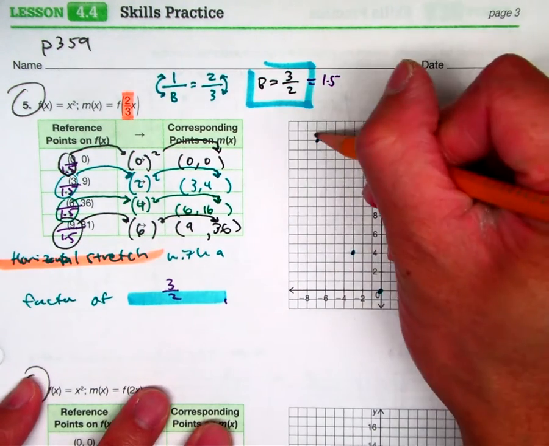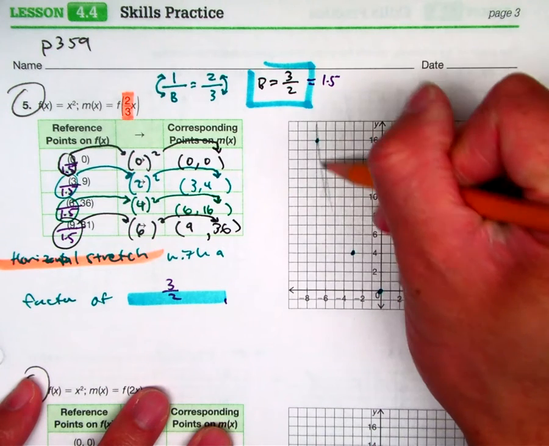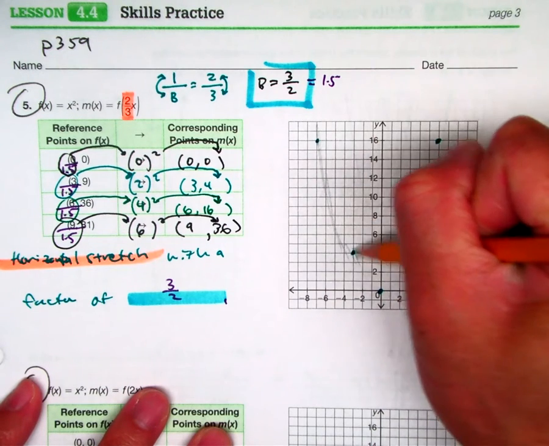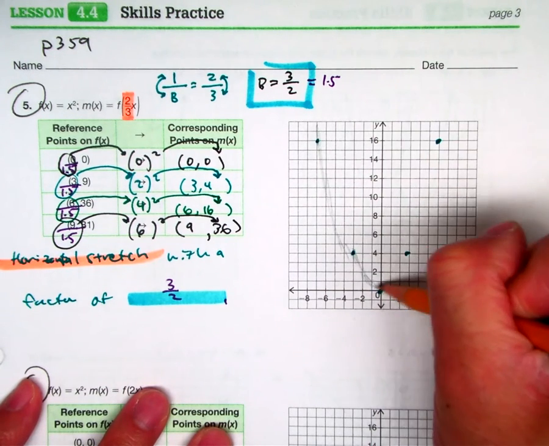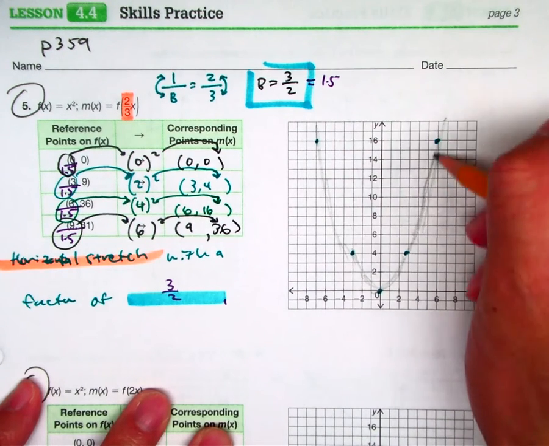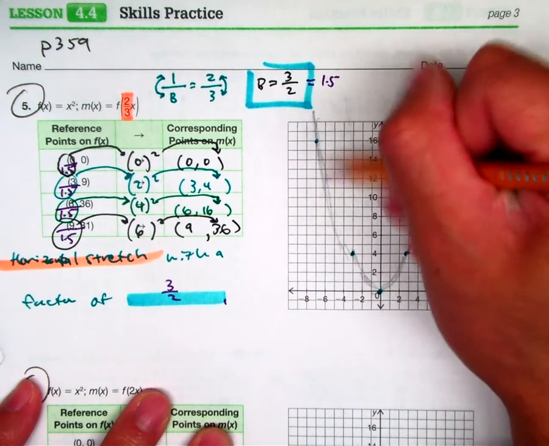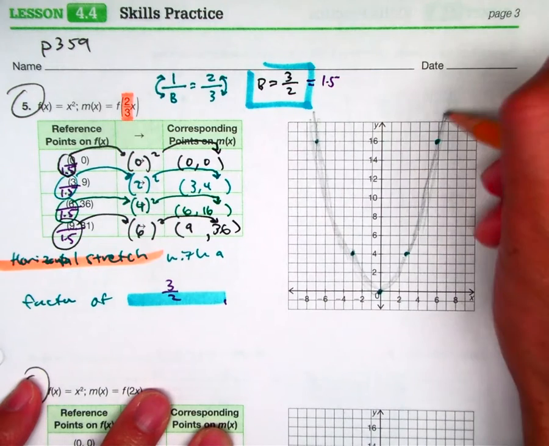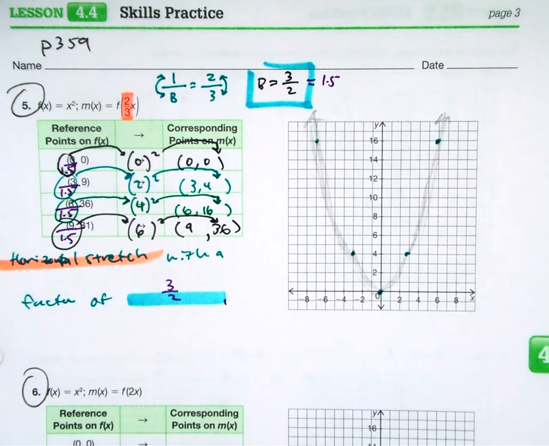Use a pencil, it's better. And then when you sketch it, it should be a nice smooth curve. If you miss the point like I did, just make it more bold. Okay, so that's what yours should look like.